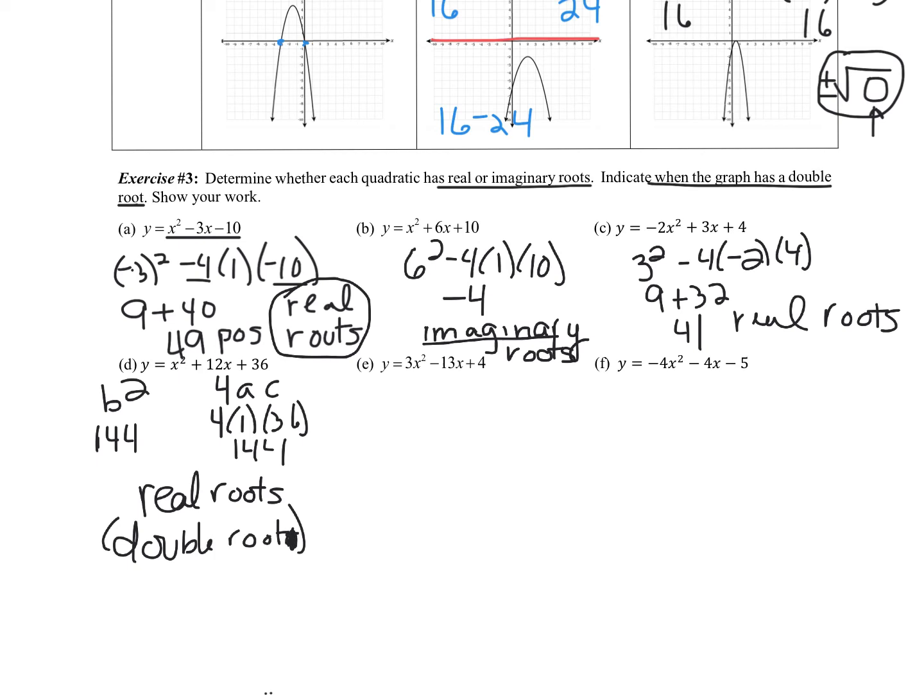My next one, if I do negative 13 squared, that's going to give me 169. And over here, 4 times 3 times 4 is 48. So we can see if we subtracted those two, that's going to give me a positive number. So that is real roots.